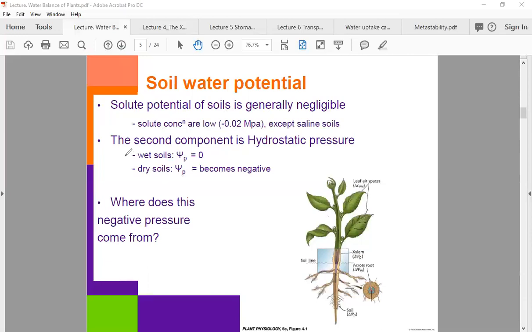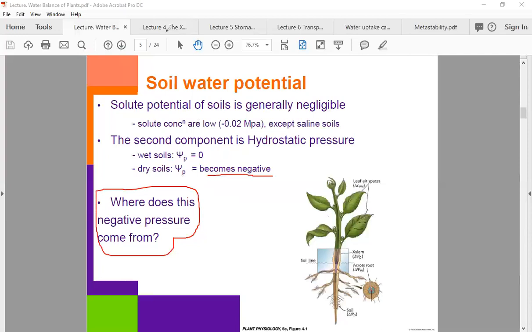All right, the second part of our water potential is pressure. In wet, saturated soils, the pressure potential is 0. But as the soil water starts to dissipate, as the plants are using it, or it's evaporating, or it's simply draining down, then pressure starts to develop. And that pressure is a negative hydrostatic pressure. Who would have thought? Where does this negative pressure actually arise from in the soil?